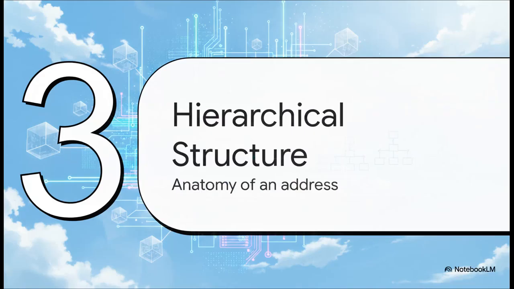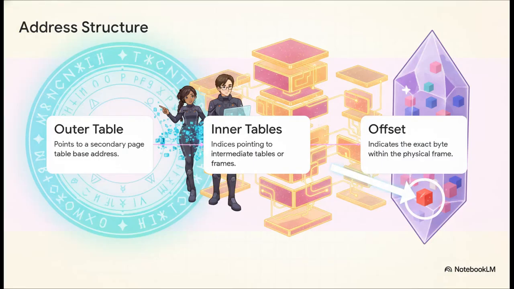Section 3. The hierarchical structure explained. Anatomy of a logical address. Instead of a single massive index, a virtual address gets split into segments. Step 1 is the outer page table. This first part points you to the base address of a secondary table. Then, step 2 uses inner page tables, acting as indices to jump down the tree toward the final physical frame. And finally, step 3 is the offset, which points to the exact byte you need within that physical frame.